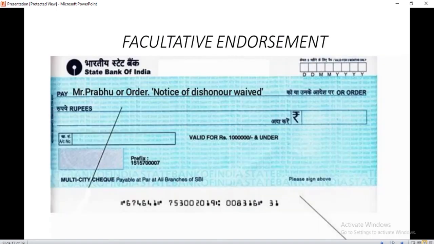Next one is facultative endorsement. This also comes under section 50 of the Negotiable Instruments Act. Here, the endorser extends his liability on this instrument. Section 119 explains the notice of dishonor. Here, notice of dishonor waived means the person is not willing to let any dishonor happen. He shows his liability.